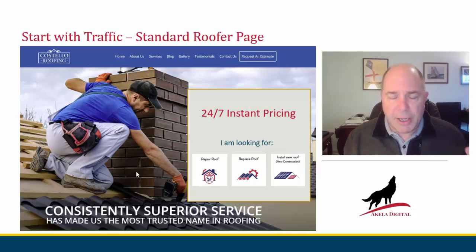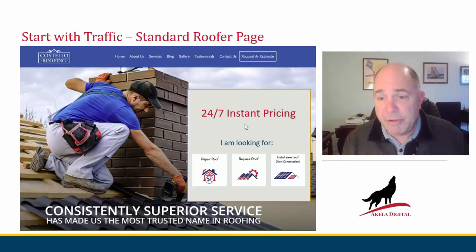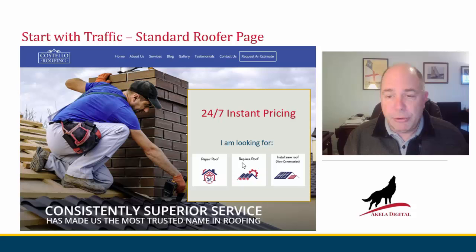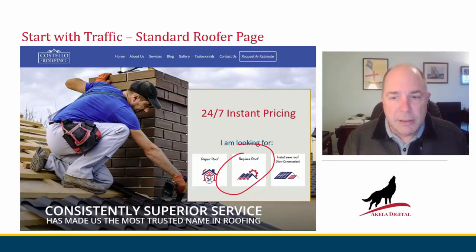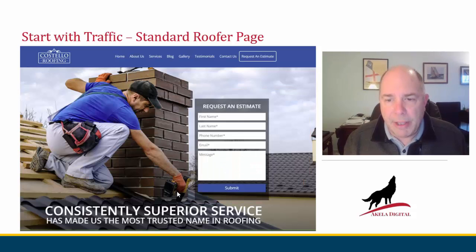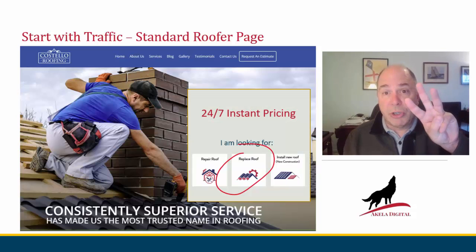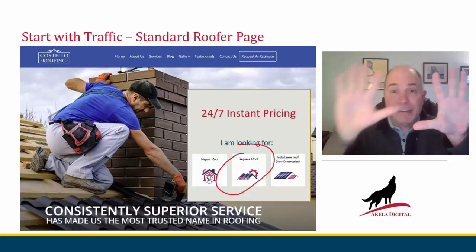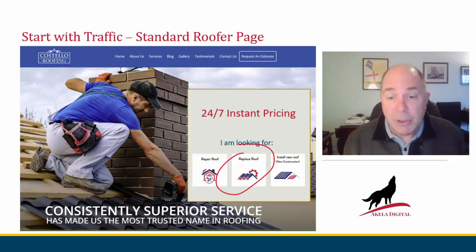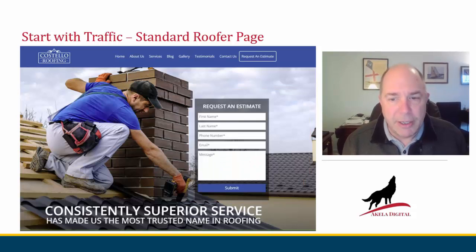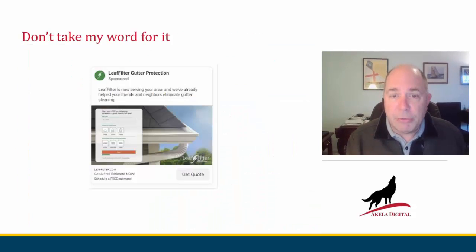What if this website had a nice box like this that said 24/7 instant pricing? I'm looking to replace my roof. How many more people are going to click on this button as compared to filling out this form? Well, I'll tell you, 3, 4, 5, 10 times more people are going to engage with this kind of a website than that kind of a website. And don't just take my word for it.